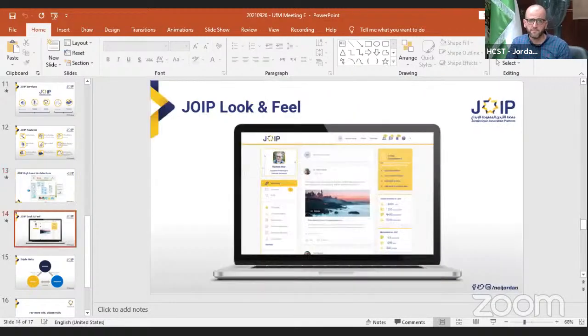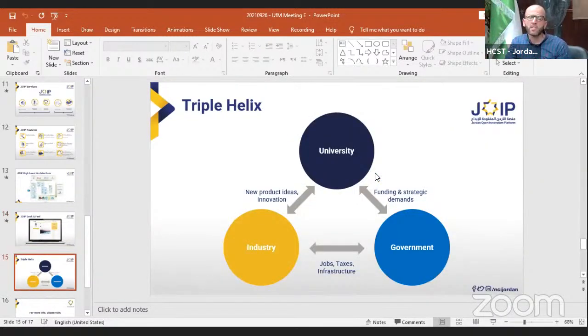The next please, Saeed. This is how the look and feel screens for Joy. You will find it so easy, so simple to interact with Joy, to build your profile, to reach any piece of information through Joy. All building Joy, please next slide, is done to support the triple helix, as all the attendees here mentioned, between universities, industries, and government pillars. So Joy is built to serve mainly those three helixes in the Jordanian ecosystem.